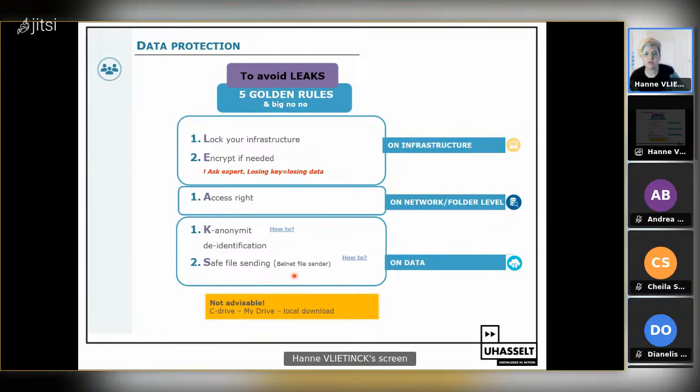There are normal external tools that you can use to send the data. We use Belnet file sender, but I maybe need to look into what you can use in Latin America. If possible, not advisable: the C drive, the My drive, or a local download.